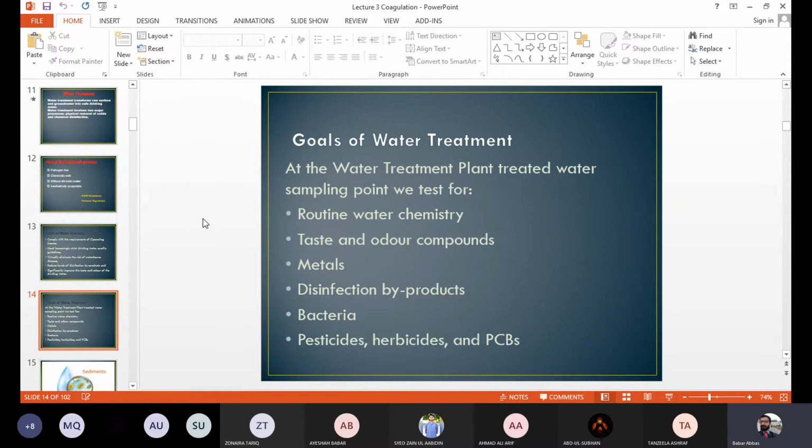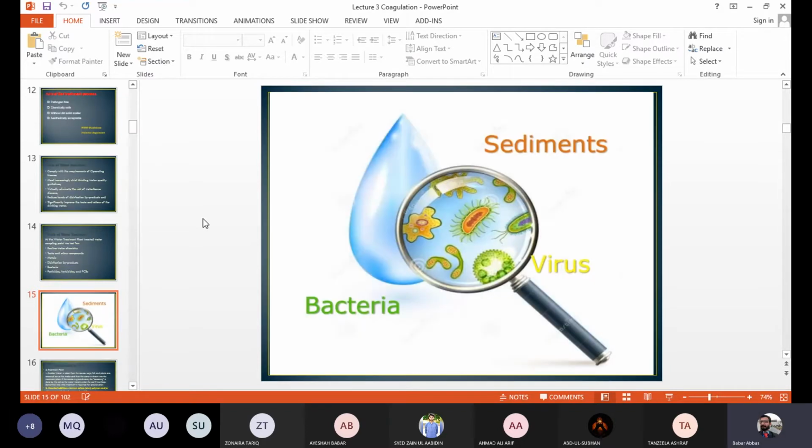At the water treatment plant, at the treated water sampling point, we test for routine water chemistry, taste and odor compounds, metals, disinfection byproducts, bacteria, pesticides, herbicides, and PCBs, polychlorinated biphenyls. So when we analyze the water in the laboratory, we must make sure that there is no virus, no bacteria, and no sediments present in the water sample.